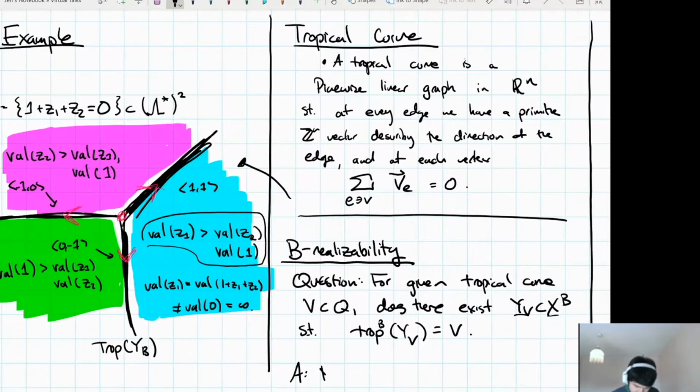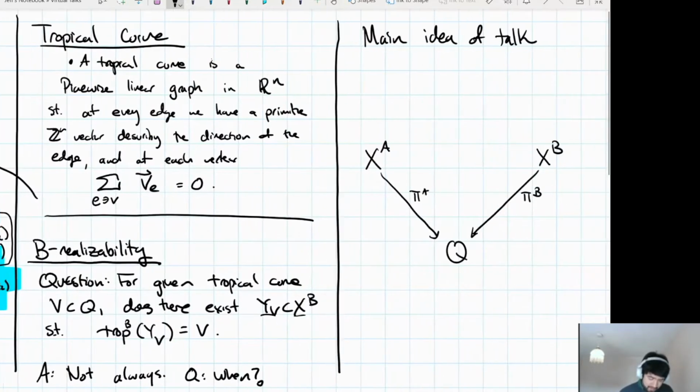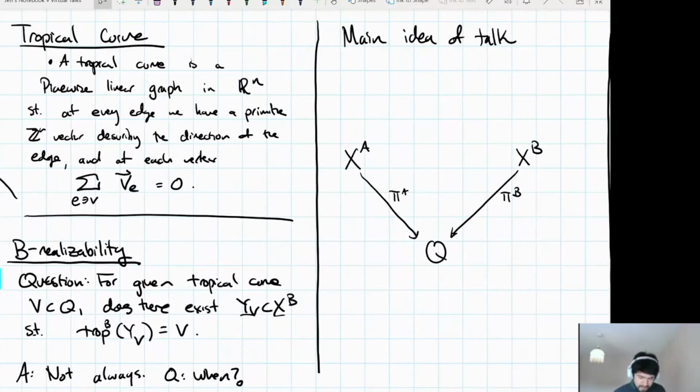The answer to this question is not always. There are known examples of tropical curves which are not realizable. They don't lift. So then the next question you ask is, for which tropical curves can you build a lift? So this is the realizability problem. Okay, so having described the realizability problem, what is the main idea of this talk?